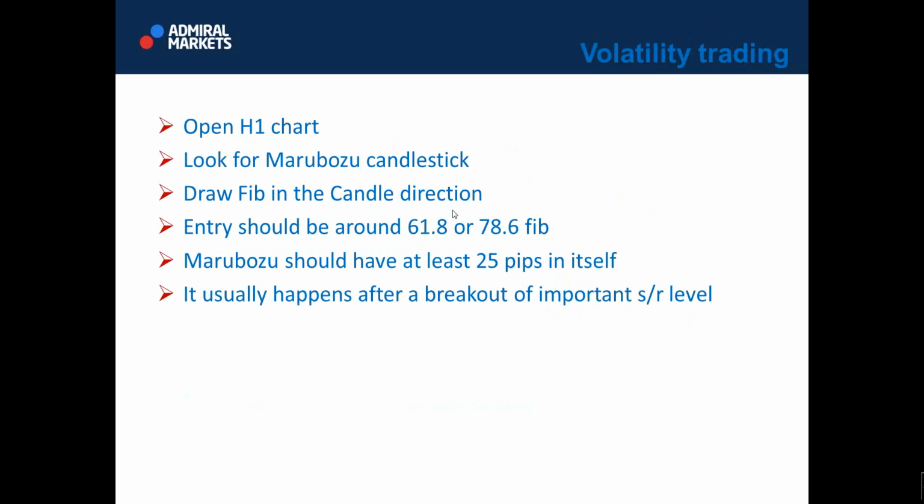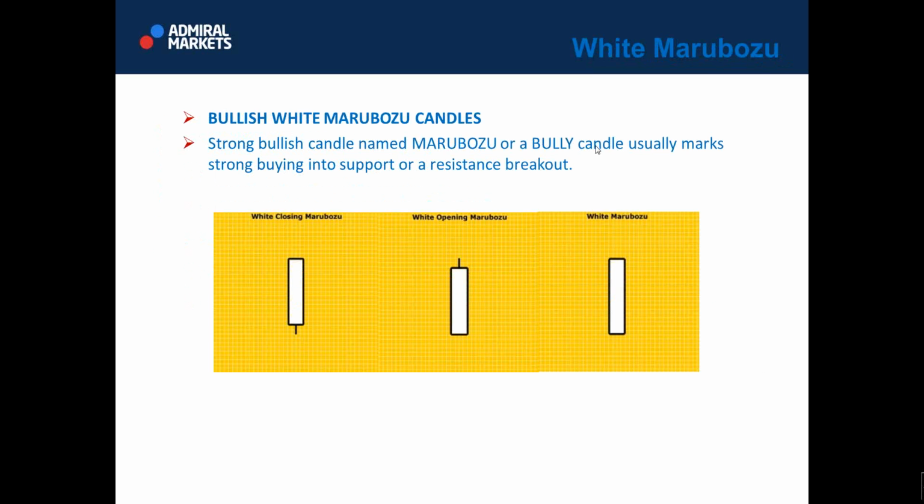So draw Fib in the candle direction. Entry should be around 61.8 or 78.6. Remember, these are important numbers in Fibonacci trading. A Marubozu candlestick should have at least 25 pips in itself, and it usually happens after a breakout or if you bought a support resistance level.